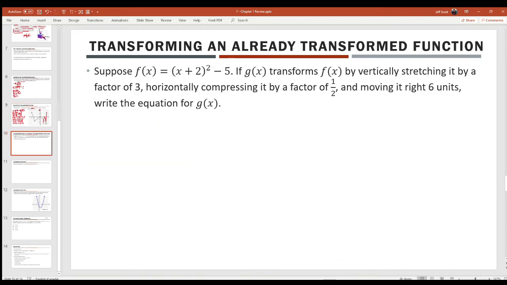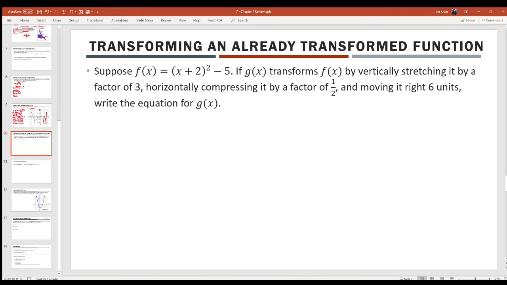Okay, so this next one is a little bit more challenging than it looks, at least in my opinion. We have an original function. We want to transform it using g of x by vertically stretching it by a factor of 3, horizontally compressing it by a factor of 1/2, which is the same thing as saying horizontally stretching it, and then moving it right 6 units, and then that's it.